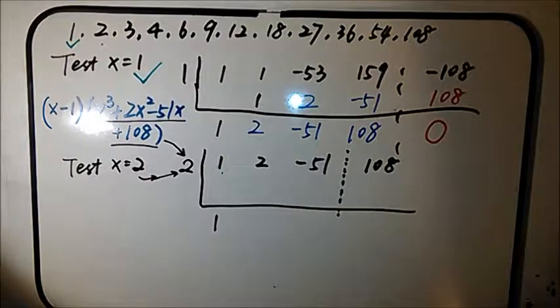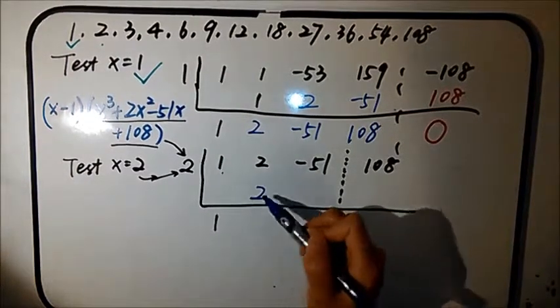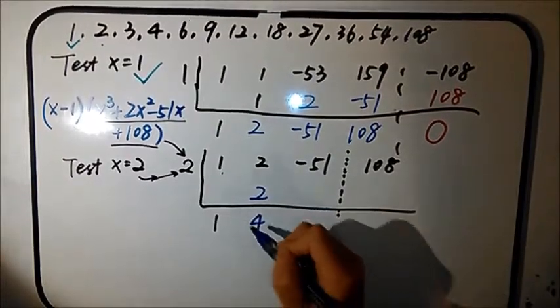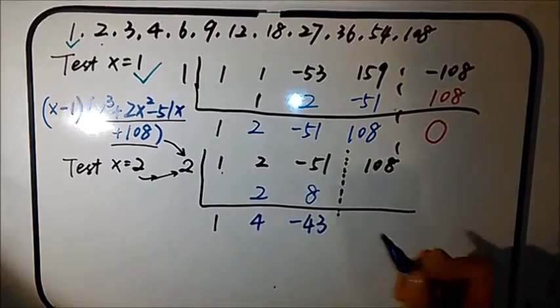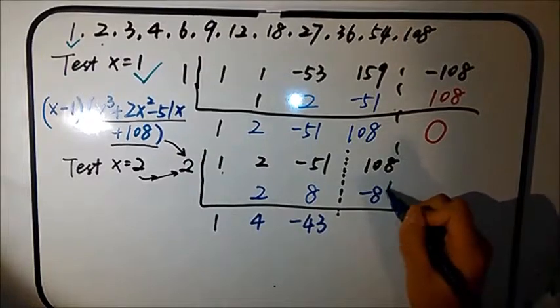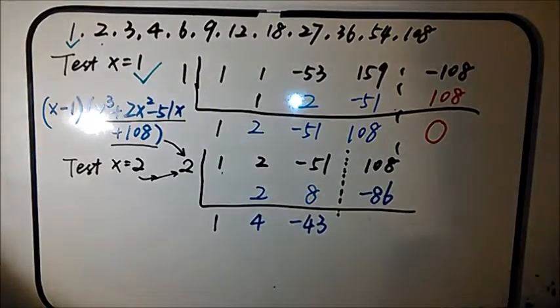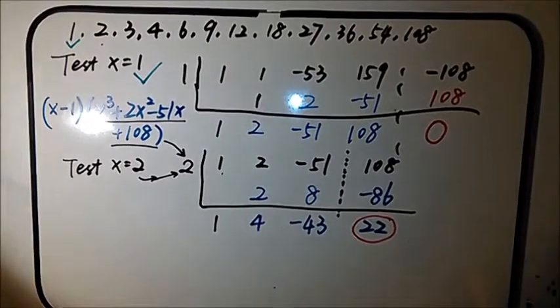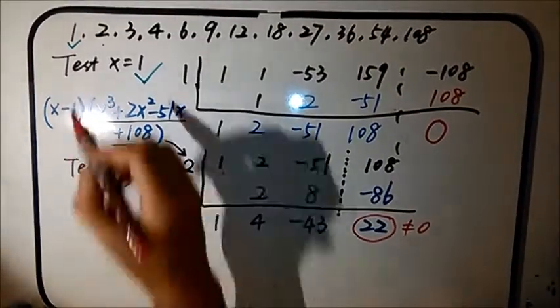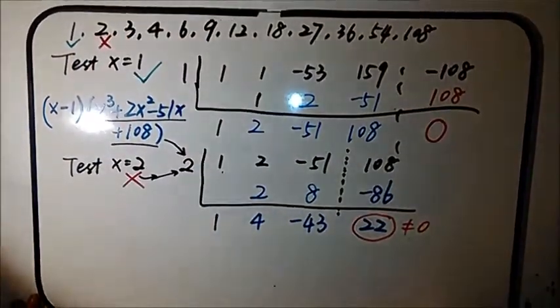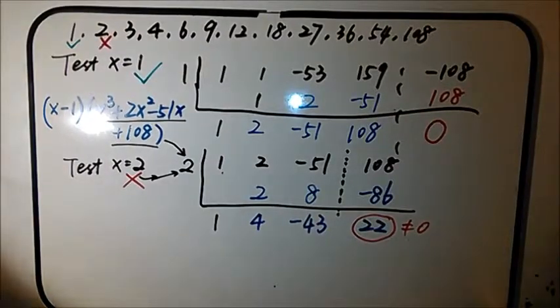And 1 times 2 is 2. 2 plus 2 is 4. 4 times 2 is 8. Negative 51 plus 8 is negative 43. Negative 43 times 2 is negative 86. 108 plus negative 86 is 22. Aha! Since this remainder is not 0, x equals 2 is not a root. So we're going to get rid of that and try another one. We're going to test for x is equal to 3.